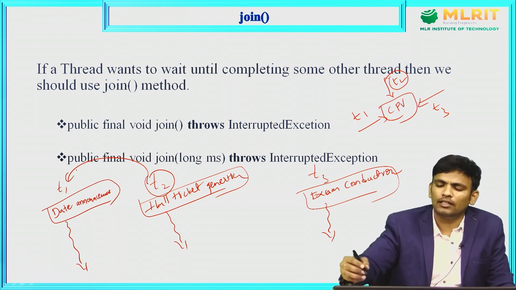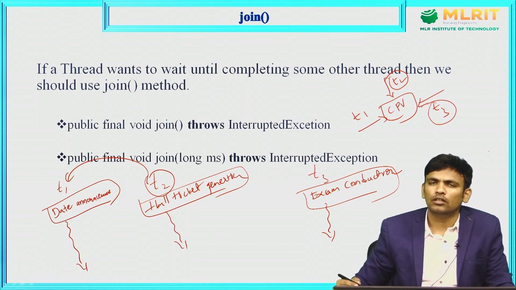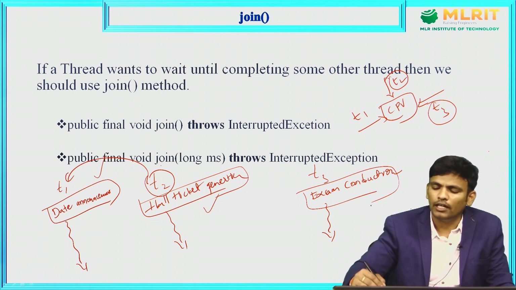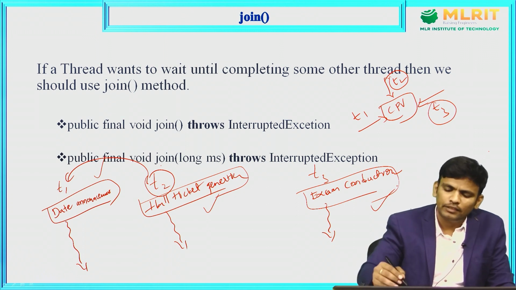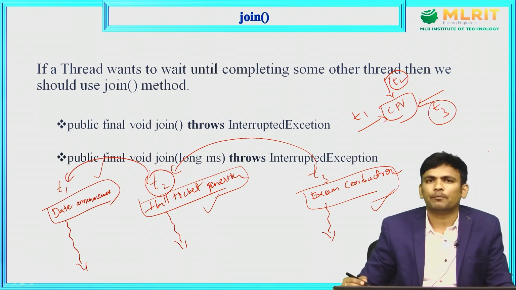And suppose we take one more scenario. Now T3 got a chance to execute on the CPU before T1 and T2, without date announcement and without hall ticket generation. Conducting the exam like that is meaningless, because T3 depends on T2, and T2 depends on T1. So sometimes threads may depend on each other.